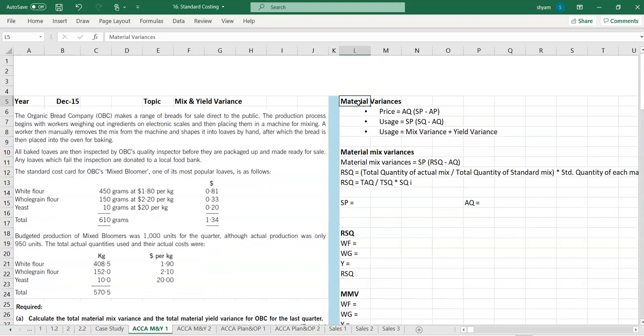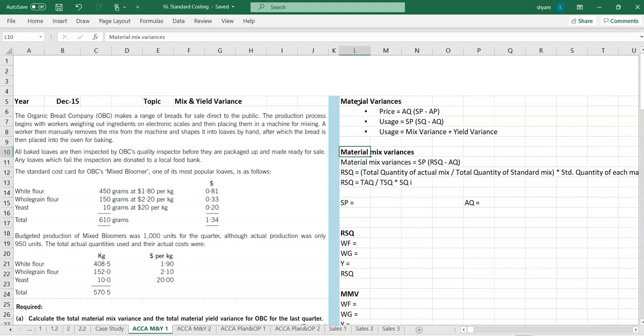So material variances are of 2 types. You have price variance and usage variance. The usage variance can be further split into mix and yield variance. Mix and yield variance are useful only when a product is produced using several inputs, several raw materials, and this raw material proportion can be changed.